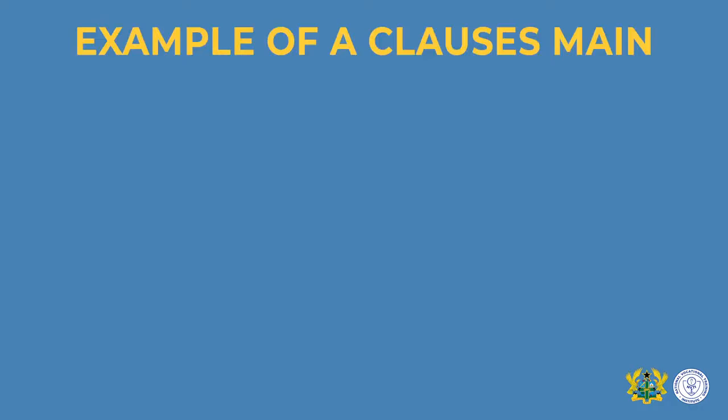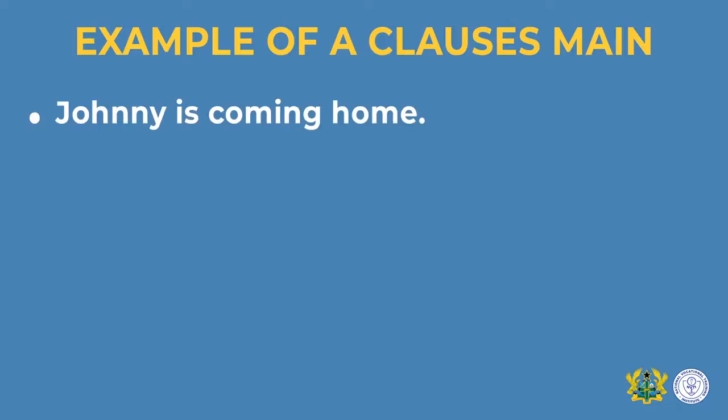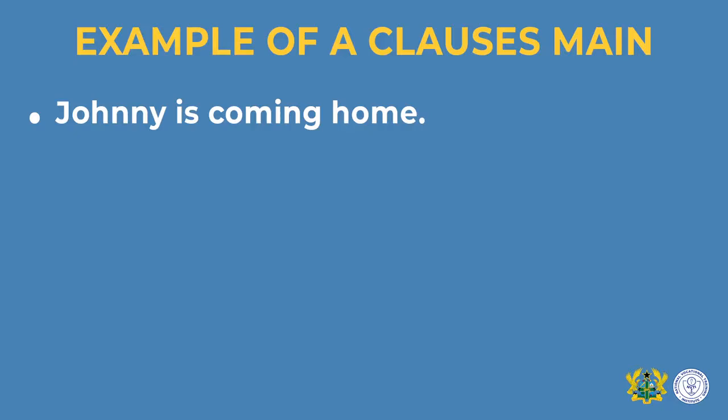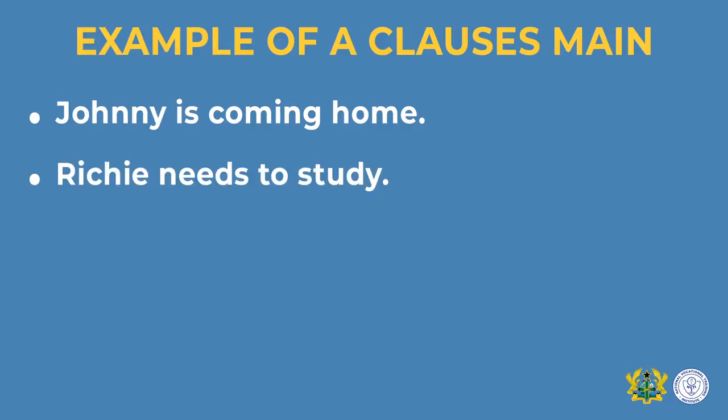Let us look at some examples of main clauses. 1. Johnny is coming home. Does this statement make sense? Yes, it does. Is it a group of words? Yes. Clearly, it has a subject and a verb, and it's expressing a complete thought. Let us look at another example of a main clause. Richie needs to study.